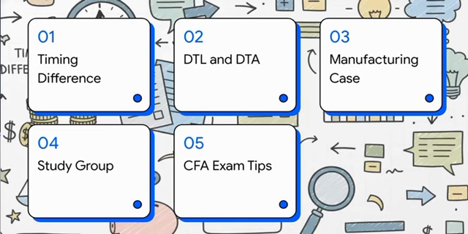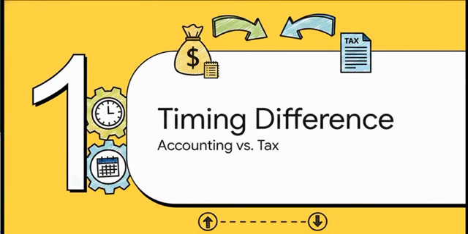Well, to answer that, here's our roadmap for today. First, we'll cover the great timing difference. Then we'll break down DTL and DTA. After that, we'll jump into a real-world manufacturing case, listen in on a CFA study group breakdown, and wrap up with some crucial CFA exam pro tips. All right, let's start right at the foundation with Section 1, the great timing difference.